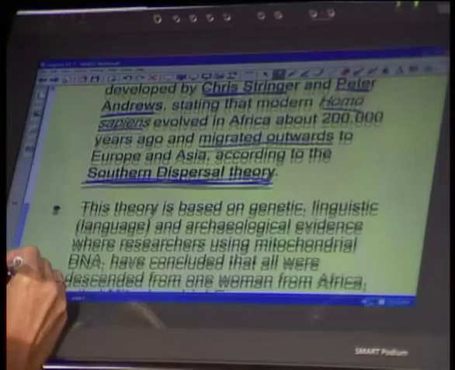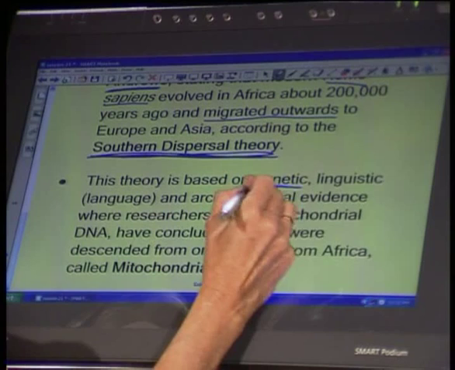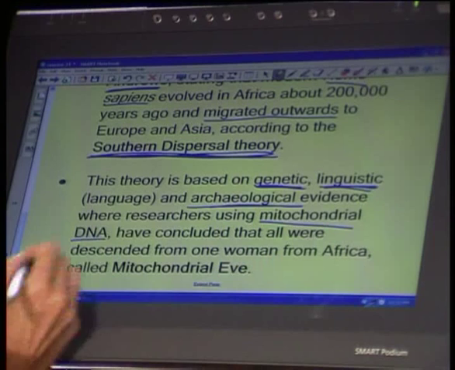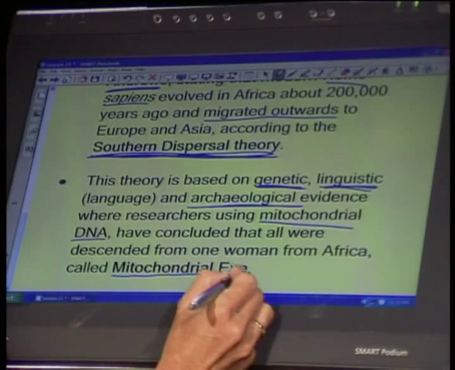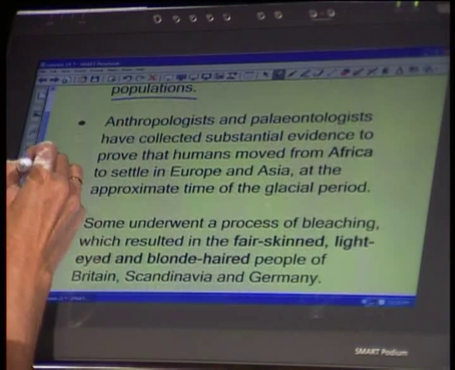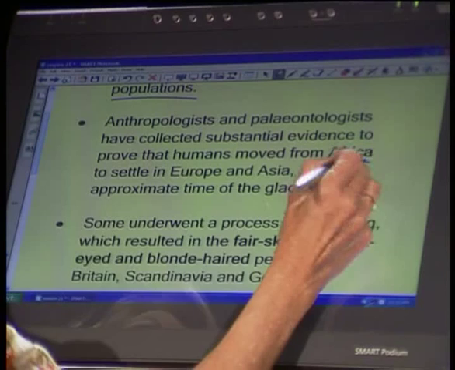Okay? This theory is based on genetic, which is genes, linguistic, which is language, and archaeological evidence, where the researchers have used the mitochondrial DNA, and they've said we all are descendants of Mitochondrial Eve. So Adam and Eve, there's Mitochondrial Eve, and she was a woman that was in Africa. And that's why we're all brothers and sisters, I suppose. Okay, the Out of Africa theory is also supported by the fact that genetic diversity is the highest in our African populations. And then anthropologists and paleontologists have collected substantial evidence to show that humans started in Africa and they moved out into Europe and Asia.